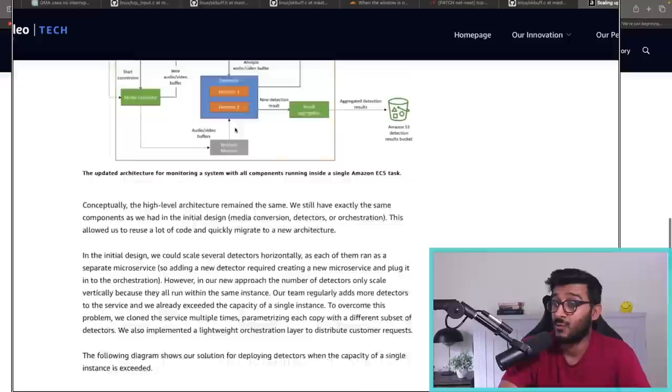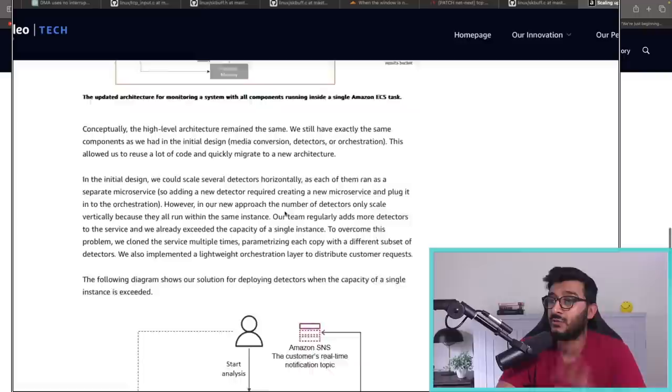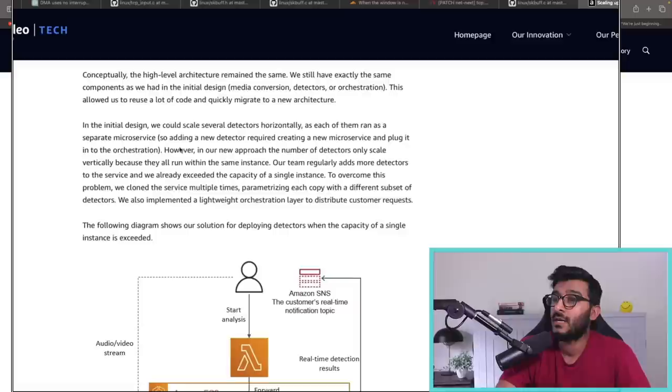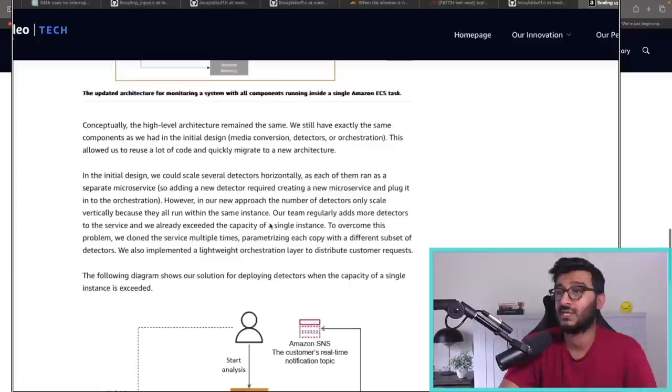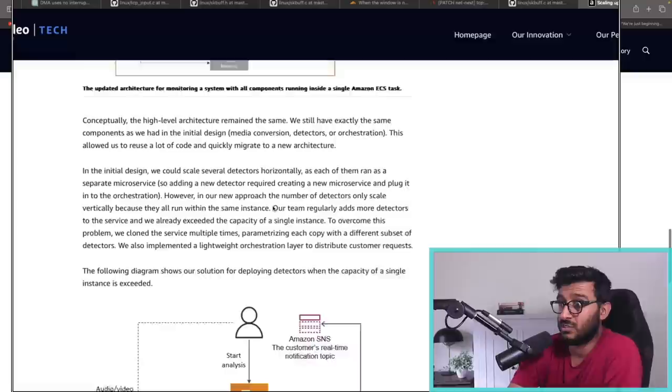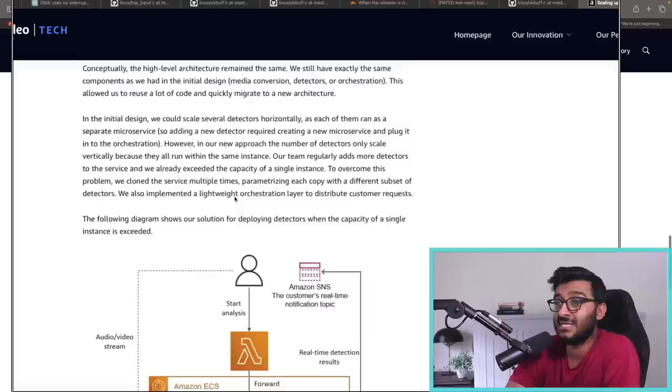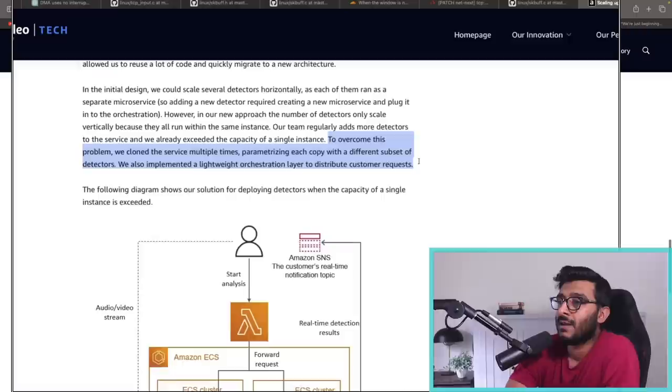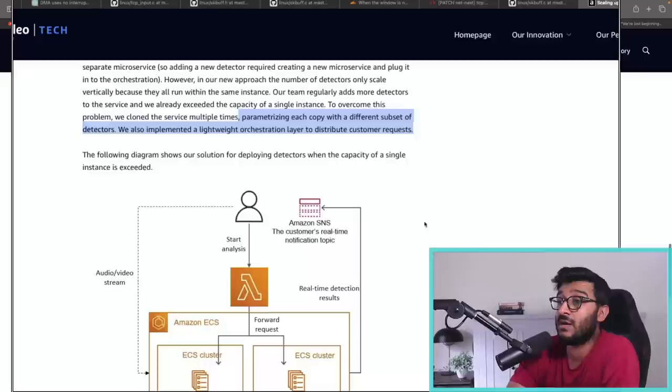Anyway, in the initial design, we could scale several detectors horizontally, as each of them is, okay, we talked about that. So what did you guys do? However, in our approach, the number of detectors only scales vertically because they all run on the same instance. I suppose these detectors are processes in this case. Our team regularly adds more detectors to the service, and we already exceeded the capacity of the single instance. Again, they don't explain what detectors are. I'm assuming they're processes. To overcome this problem, we cloned the service multiple times, parameterizing each copy with a different subset of detectors.